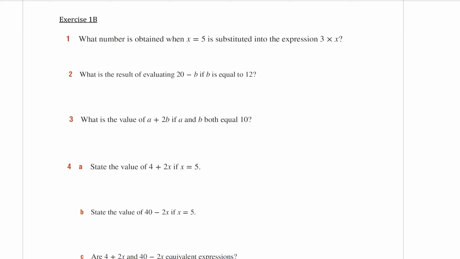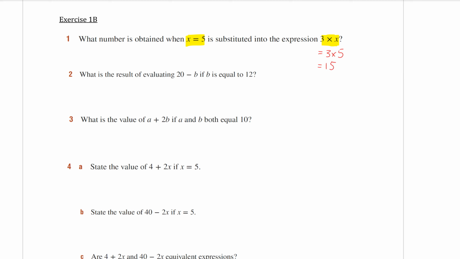You do? Okay, so substitution. It says, what number is obtained when x is equal to 5? So x is equal to 5. And I want to put it into this expression over here. It's even given you the times. Being generous to you. Okay, so instead of 3 times x, I'm going to go 3 times by, what's x? 5. Whoop, what does that equal? 15. Done. Next.